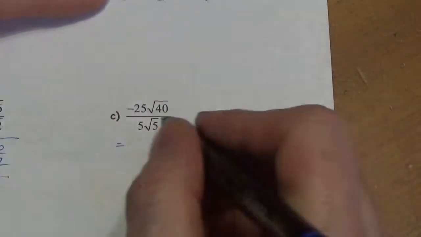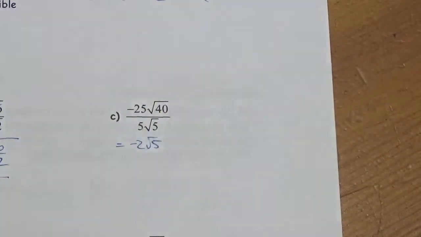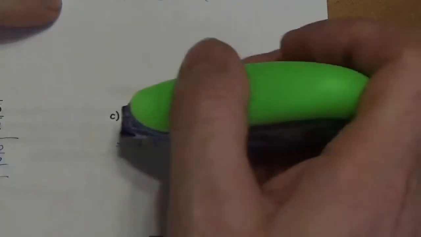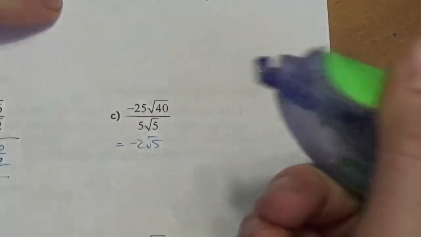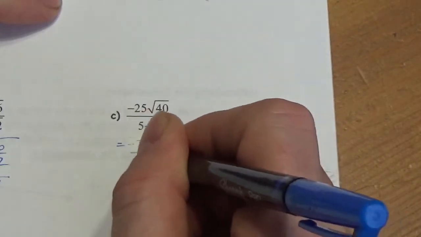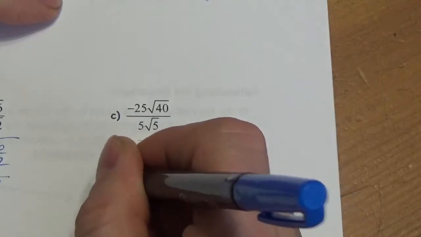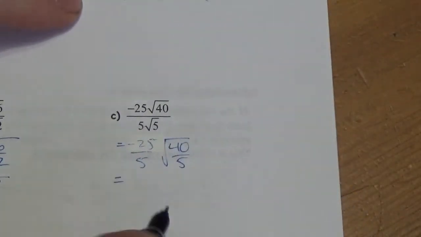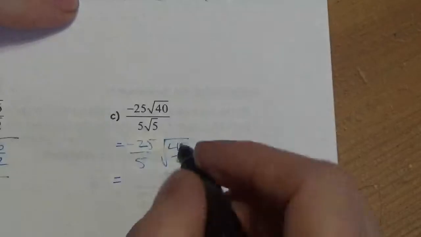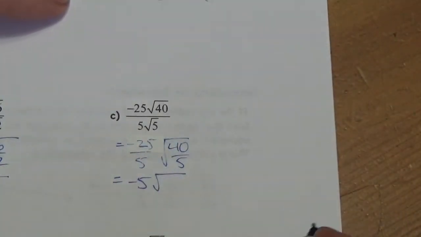Okay, here we go. Negative 25 root 40 over 5 root 5. First of all, I made a mistake, so I'm just going to cross that out. That's not at all what I meant. I meant to write negative 25 divided by 5, and then the square root of 40 over 5. Negative 25 divided by 5 is just going to be negative 5, and that's easy. And then inside the radical, 40 divided by 5 is 8.